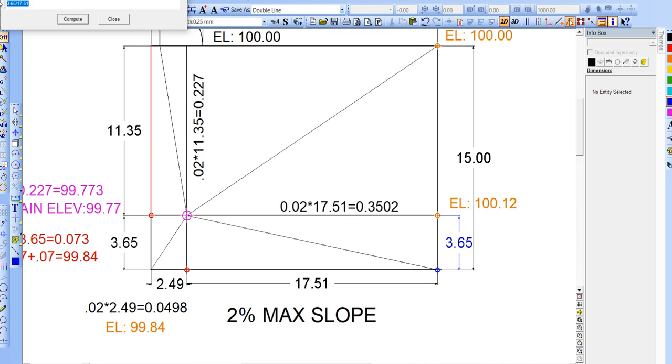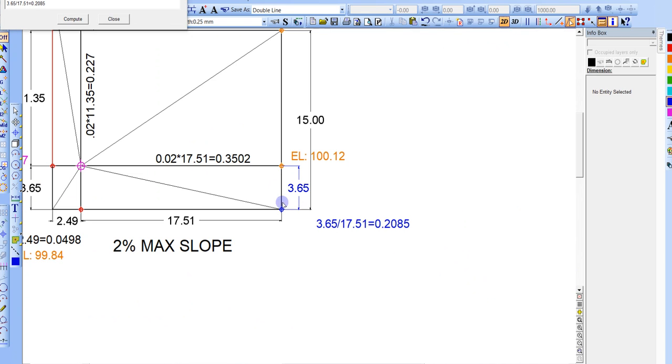And compute, let's do that, Control C first. Compute, Control V equals, and I'm going to paste that right down there, Control C, Control V. And what we did was we took the ratio of this length to this length. So we're going to prorate that. The difference in elevation from here to here is going to be 0.28, 20% of that, right? So let's do 100.12 minus 99.84. Copy that, Control C, compute, Control V equals, Control C.